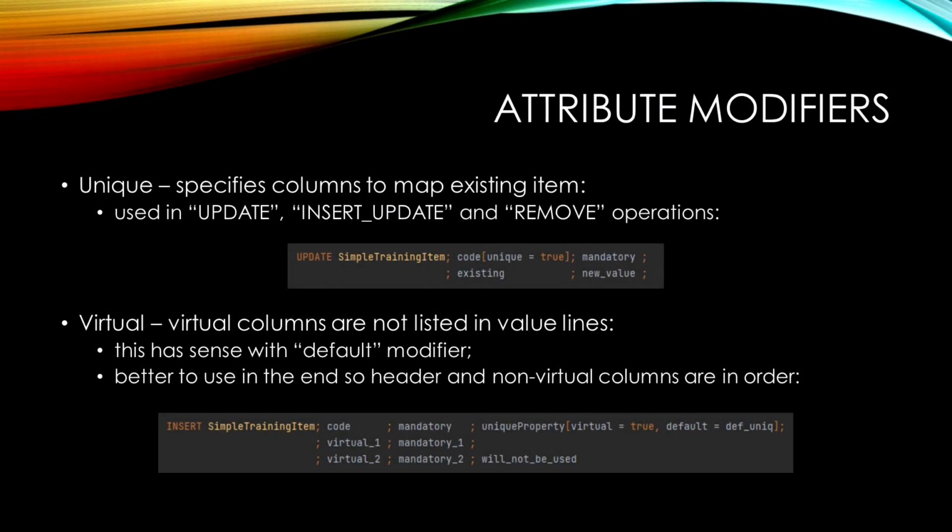The unique modifier marks columns to map the existing item for update or remove operations. Virtual columns are not listed in value lines, but can be used with the default value. The general suggestion is to have such columns at the end to avoid confusion.